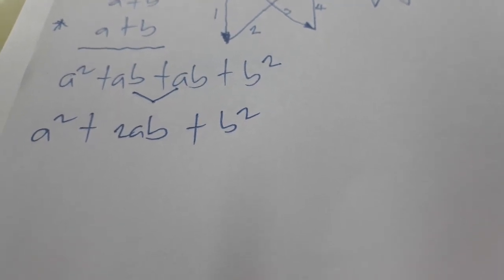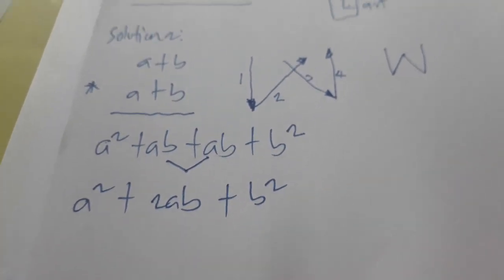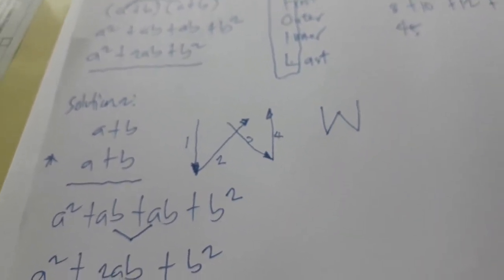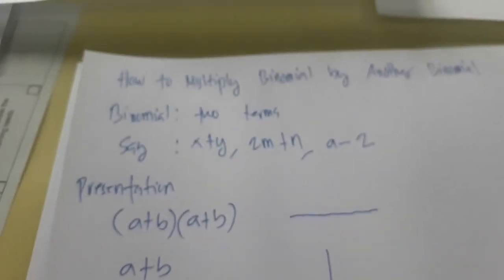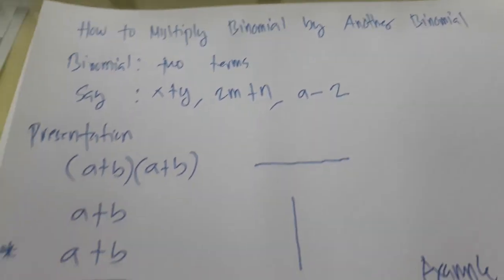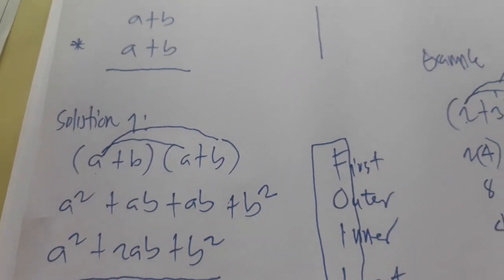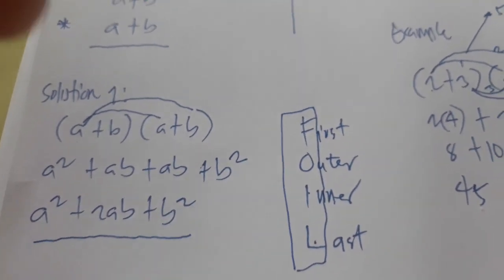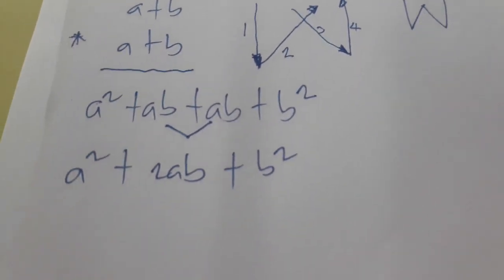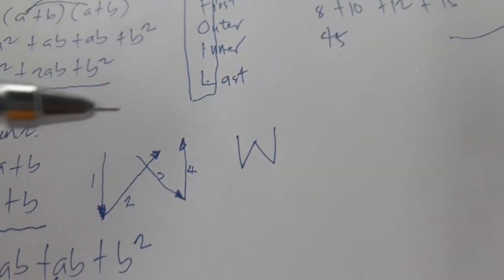So, in conclusion, we were able to provide the same results in multiplying a binomial by another binomial using solution number 1, the FOIL method, and solution number 2, our W method.